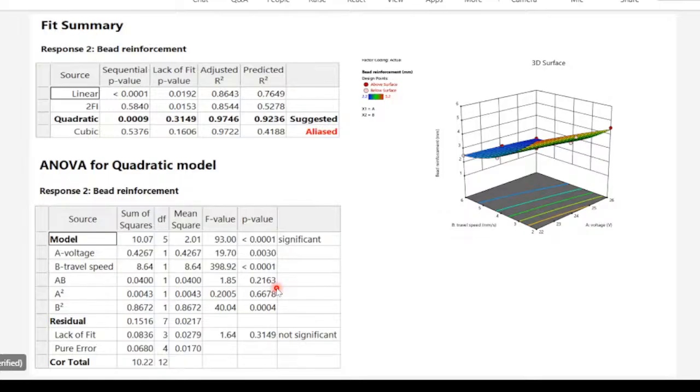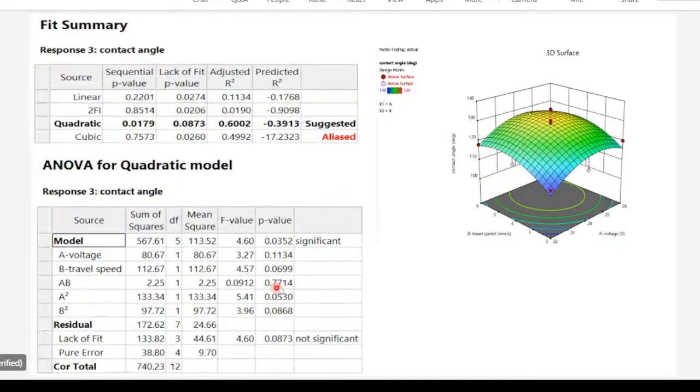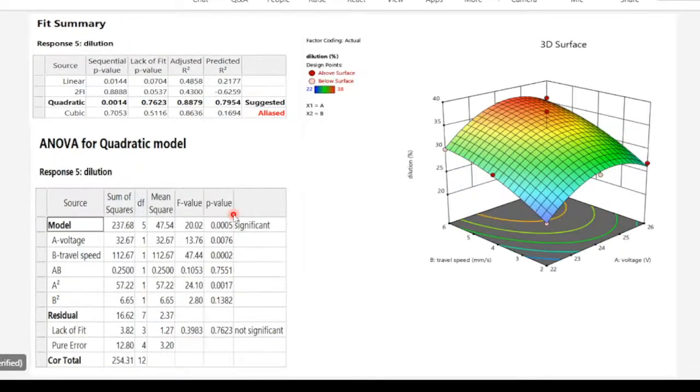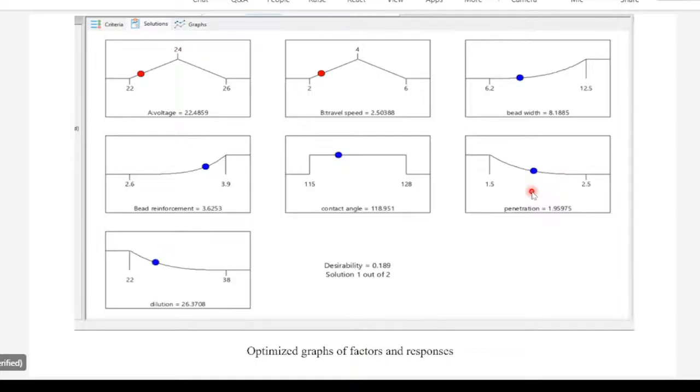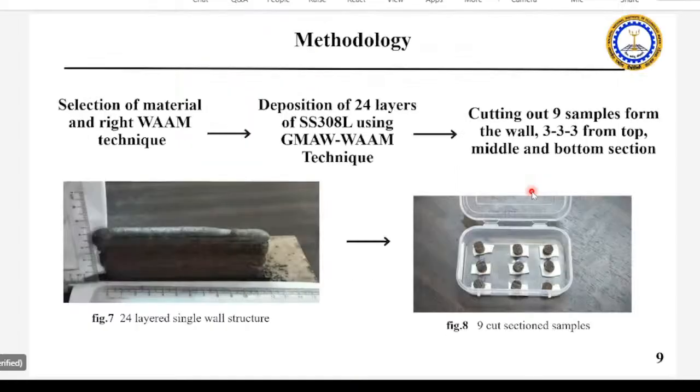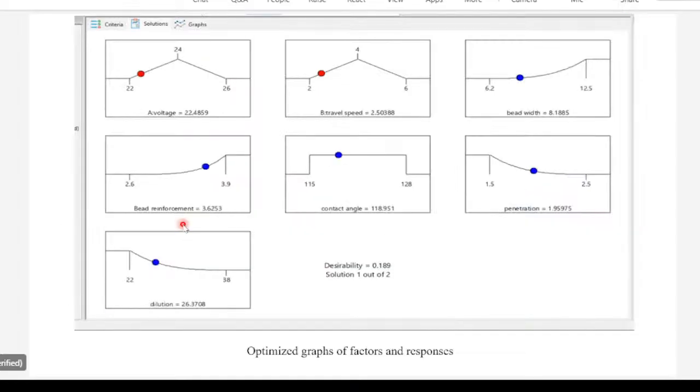So this is all about contact angle, penetration, and dilution. What we have to do is maximize or minimize the optimized criteria. This criteria you have to decide, so that is your experience or your output, what is to be calculated. So these are the optimized factors. I think that is all about the design software.